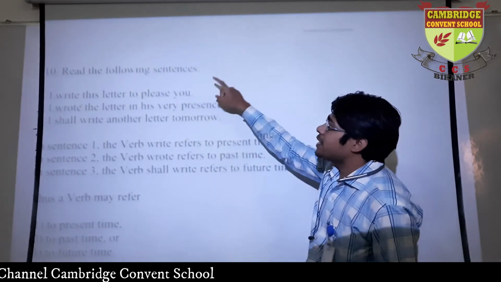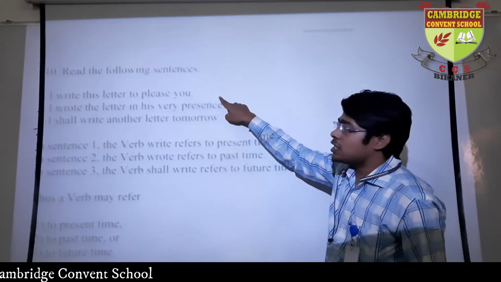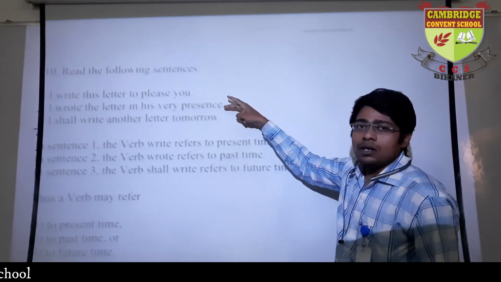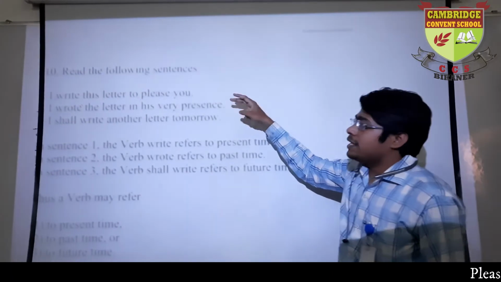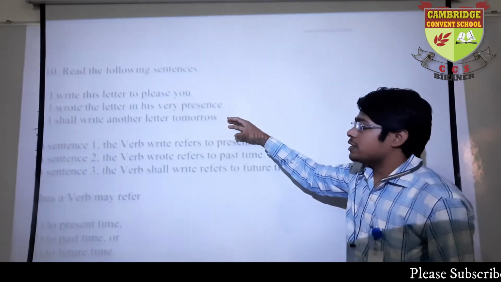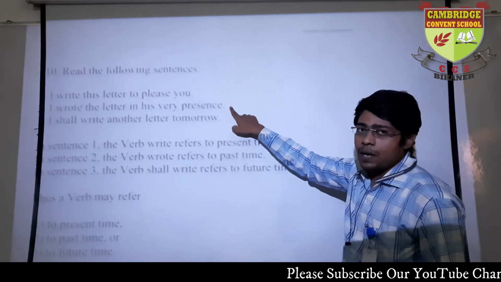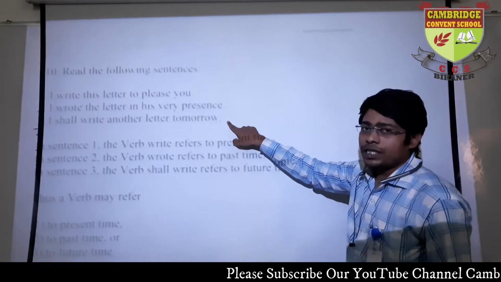So we can say that the first sentence comes in the present tense, the second sentence comes in the past tense, and the third sentence comes in the future tense. So it is the present tense, it is the past tense, and it is the future tense.